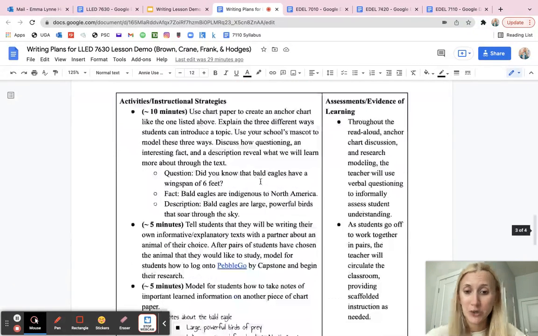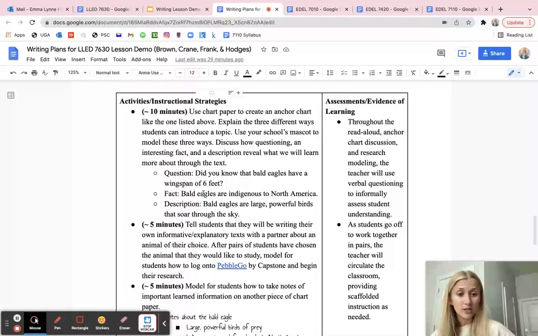So, modeling this for students, you could use the question and say, "Did you know that bald eagles have a wingspan of 6 feet?" You could use just a fact and say bald eagles are indigenous to North America, or you could use a description. Bald eagles are large, powerful birds that soar through the sky. And you can kind of discuss with students the different effect that those different introductions have on the rest of the piece, right? They'll choose their introduction based on the effect that they want their piece to have on the reader.